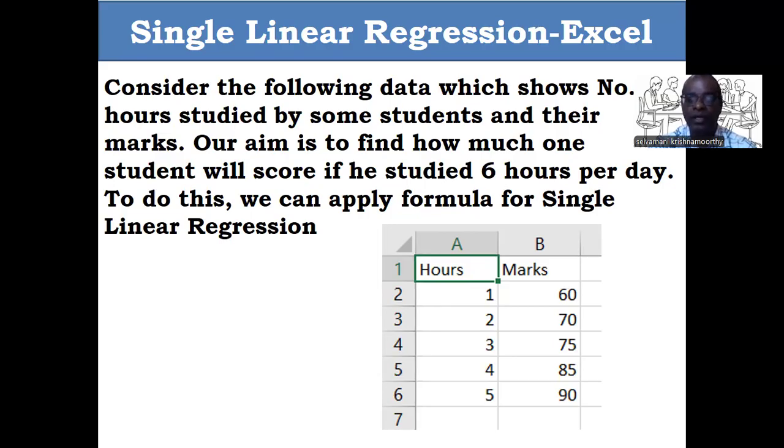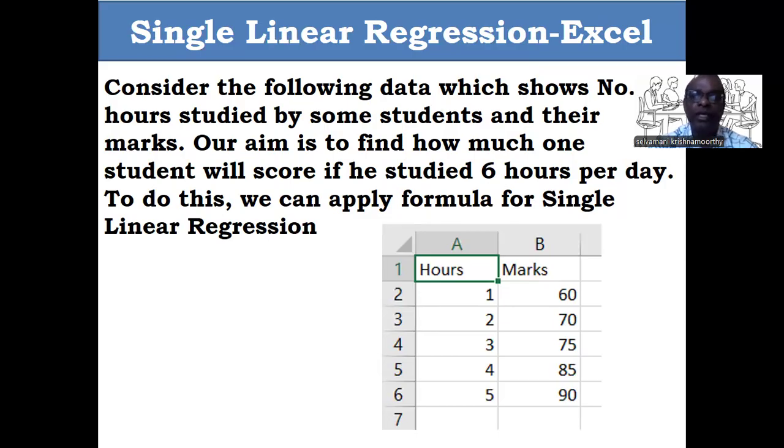Is it clear? We have some set of data, that is input and output. 1, 60; 2, 70, like this. If any student studies for 6 hours, how much mark will he score? The A column, that is hours, can be considered as the known input. The B column, that is marks, is considered as the known output. Okay, we need to train the system. After that, we have to give the unknown input, that is 6 hours. We need to get the exact answer, how many marks we will get. This is our aim.